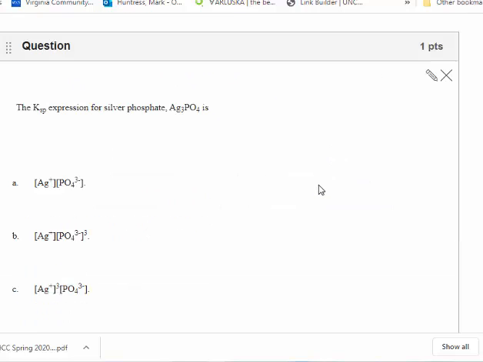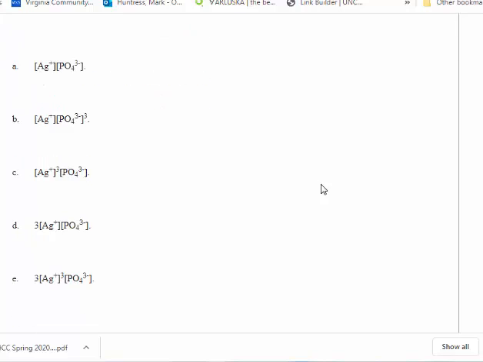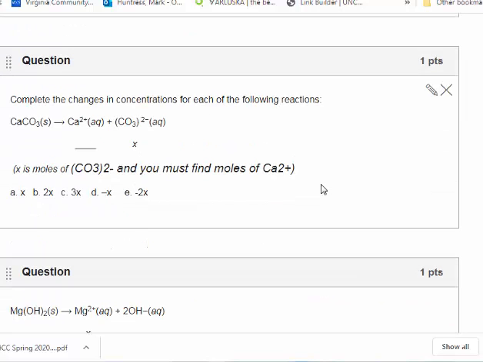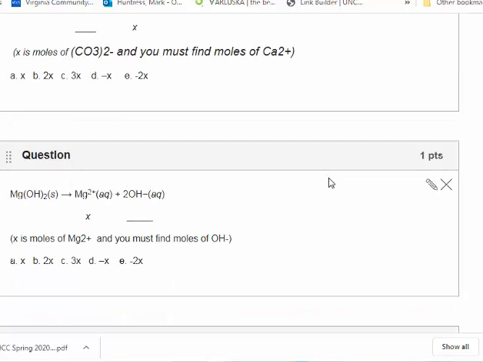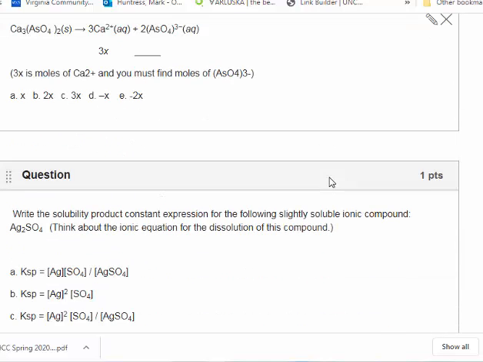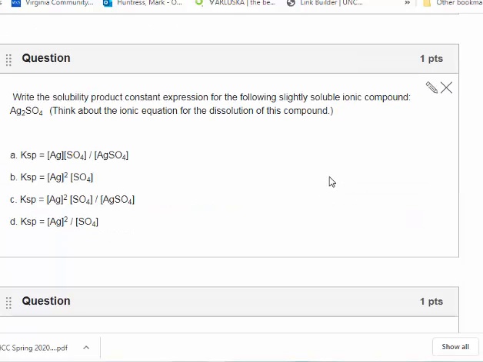Alright, and the only thing I want to say for this one is there are 3 silvers per phosphate here. Oh, and for these three, just look at the stoichiometric coefficients. These aren't too difficult. Alright.